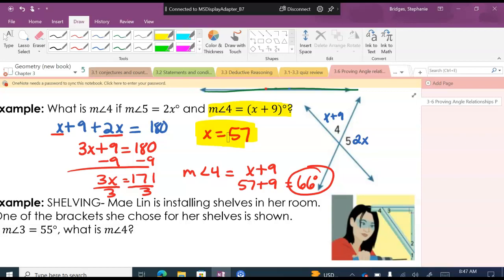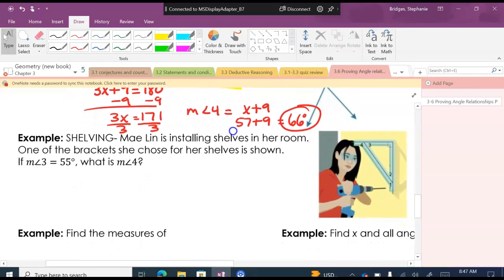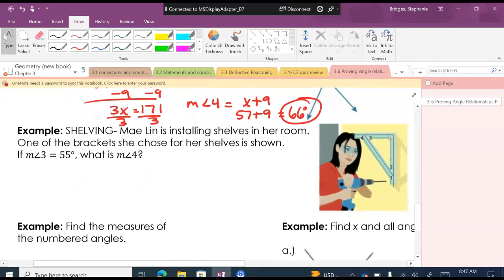This one isn't too terribly difficult. That is, if you can see your picture decently. Look at your picture. Can you guys see where the numbers are labeled 3 and 4 in the picture? It tells you that the measure of angle 3 is 55 degrees, and it wants you to find the measure of angle 4. Look at your picture to see what kind of relationship those two have.